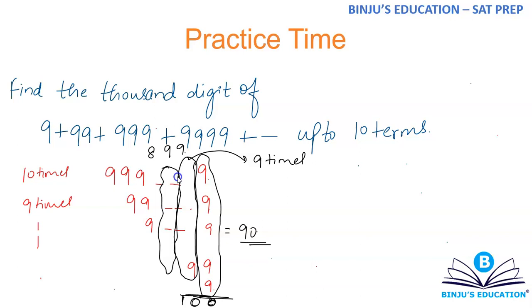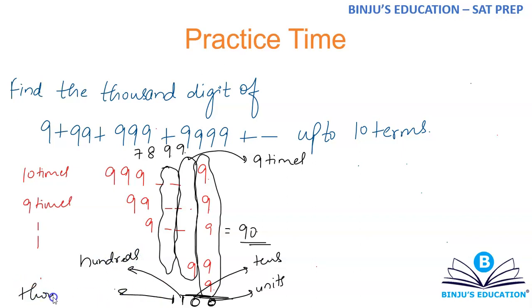Now when you come to the thousands place, you're going to have 7 nines. 7 into 9 is 63, and 63 plus 8 is 71. You're going to have 1 again and carry over 7. So this is the units place, that is 0. Then you have the tens place, that is 0. Then you have the hundreds place, that is 1. And then you have the thousands place, which again has 1. So what is the thousands digit? Thousands digit is 1.